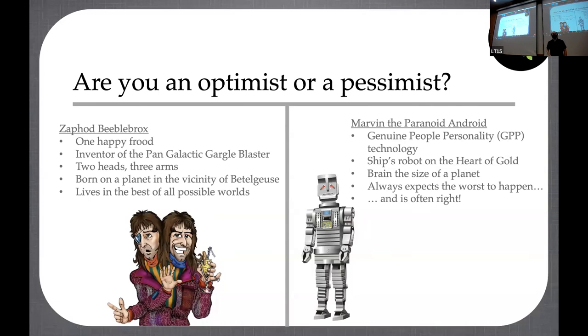And to help with this important philosophic question, I have two characters we've invited here for a little conversation. On the one side, we have our friend Zaphod Beeblebrox, one happy Froud, the eternal optimist, the inventor of the Pan Galactic Gargle Blaster, two heads, three arms, born on the planet of Betelgeuse or nearby, lives in the best of all possible worlds. He is going to be our representative optimist today. On the other side of things, we have Marvin, the Paranoid Android. Marvin, on the other hand, alas, he was an early AI with a genuine people personality. Alas, depressed, okay? He is the ship's robot on the Heart of Gold, brain the size of a planet, and always expects the worst. And in fact, he is often right.